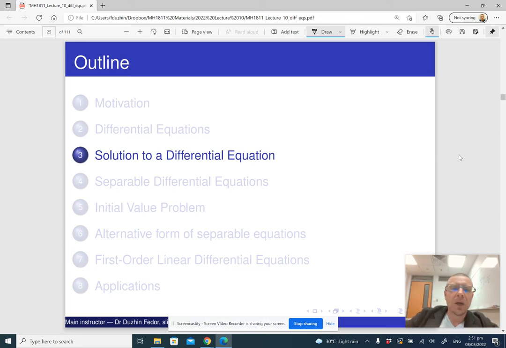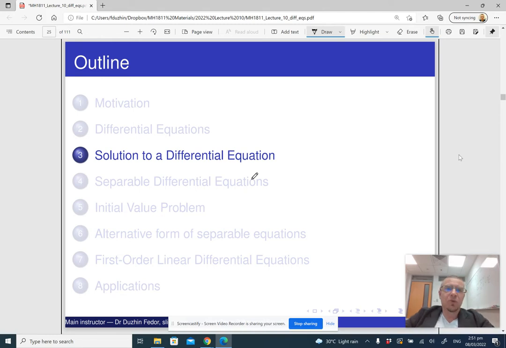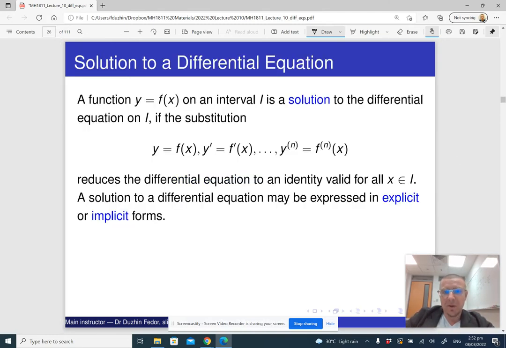All right. Now we have seen differential equations. But since they are equations, it means that we should be able to solve them, right? And the first question that you probably have is, what is a solution to a differential equation, right?